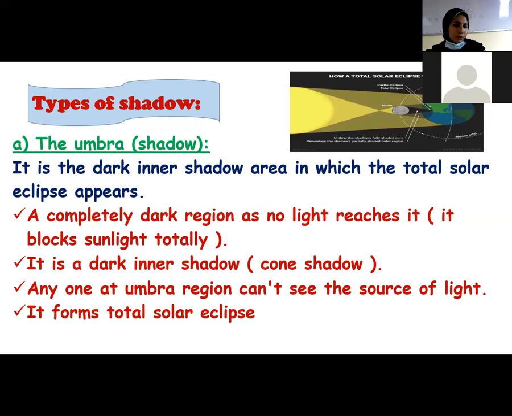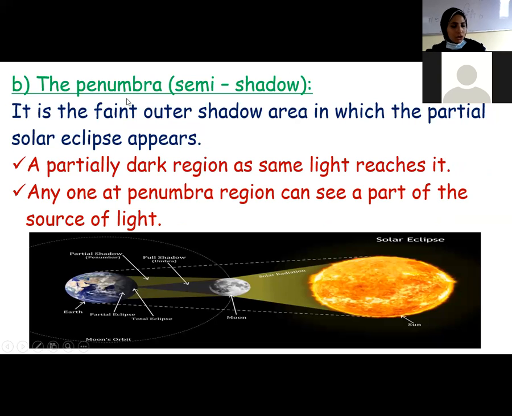Type number 2 of the shadow is called the penumbra shadow. Here is the sun, the moon and the earth. This cone shadow is called the umbra shadow, where the total solar eclipse happens. Number 2 is called the penumbra shadow. It's the outer shadow, the green one. This is the green color. This area is called the penumbra shadow.